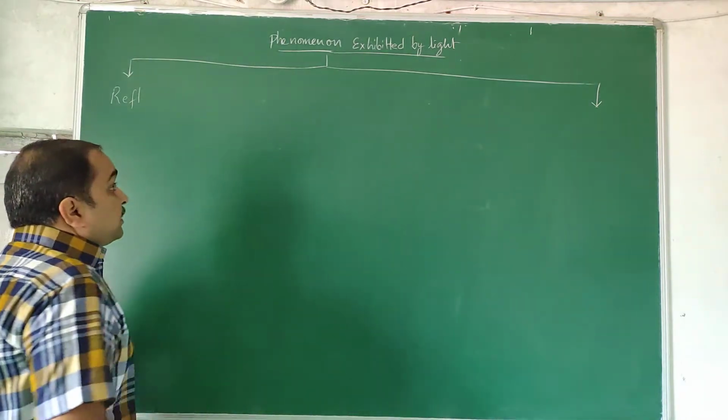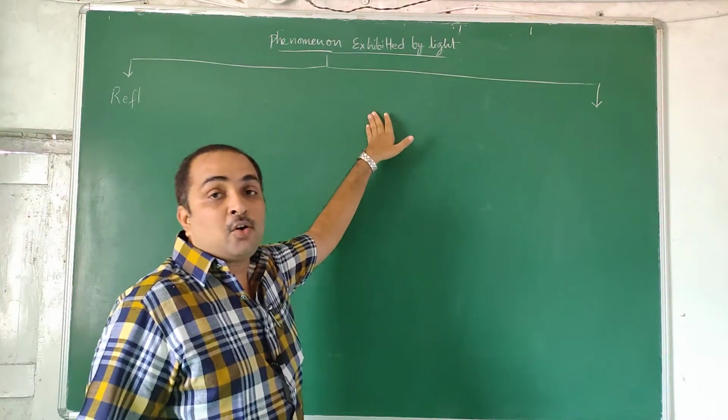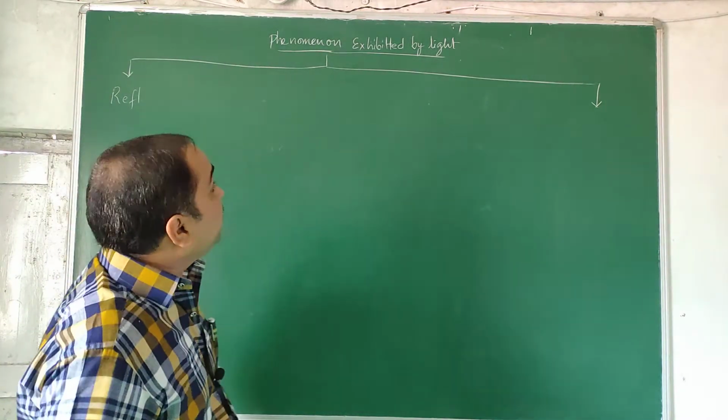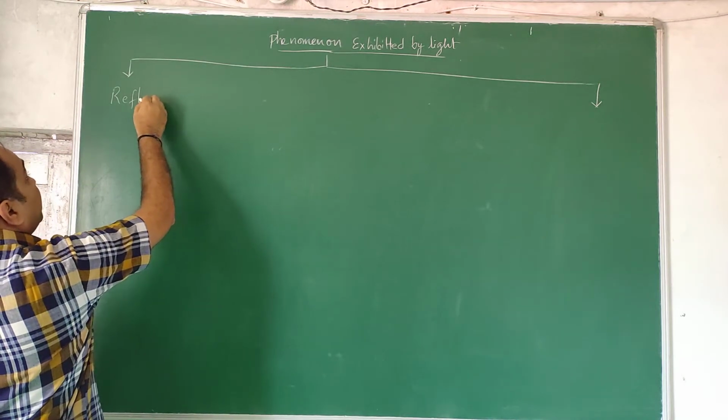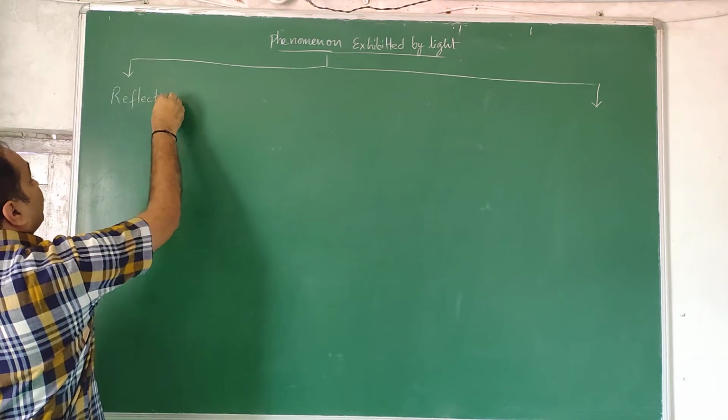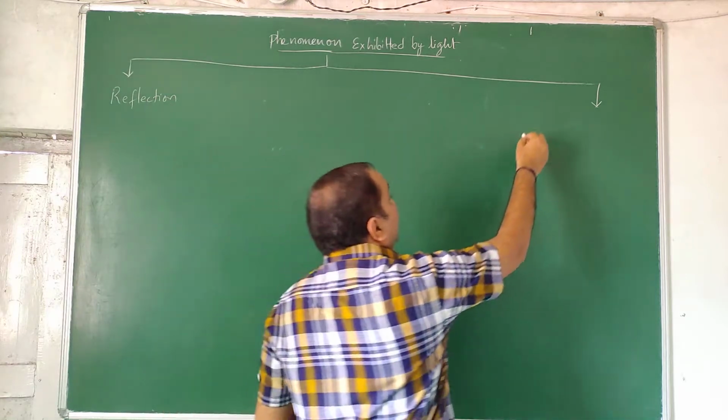So there are 8 phenomena exhibited by light. We are not going to discuss those now. First we are going to do only 2, reflection and refraction. Problem solving in ray optics, that is enough. Reflection and refraction.